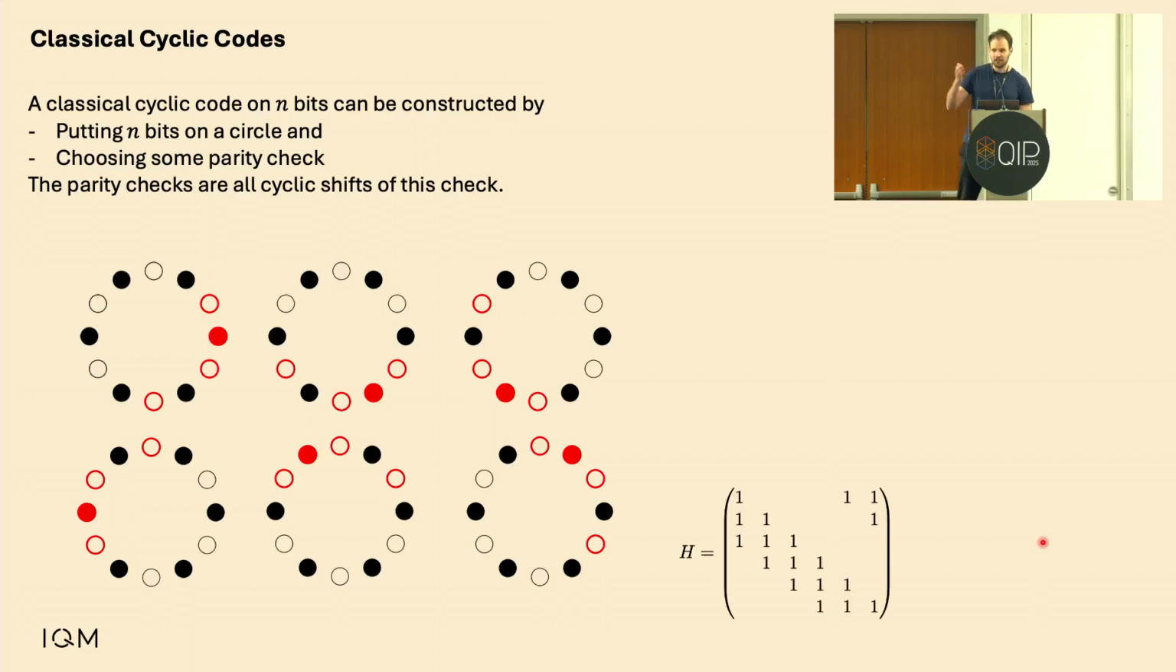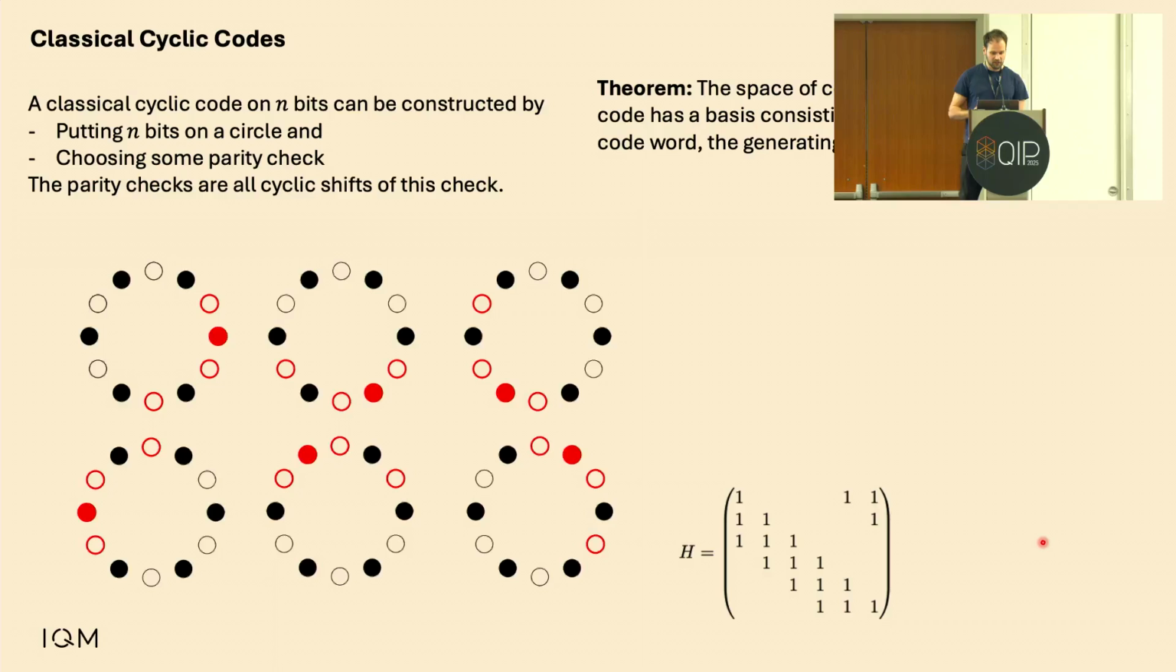And we see that all checks are cyclic translations of one single check. And in fact, it turns out the same thing kind of holds for code words. So actually, the space of code words will be spanned by cyclic translations of one single code word. Okay, maybe this is a bit complicated. What does that mean in practice?